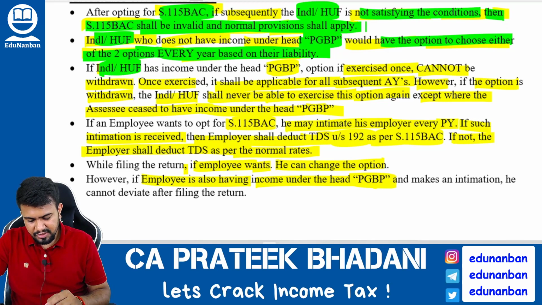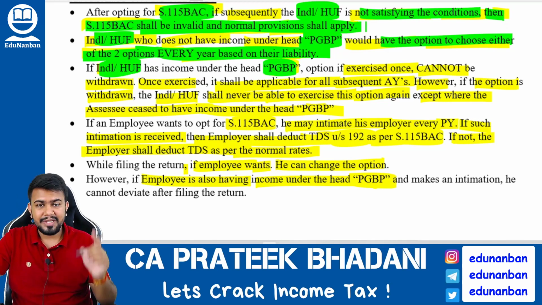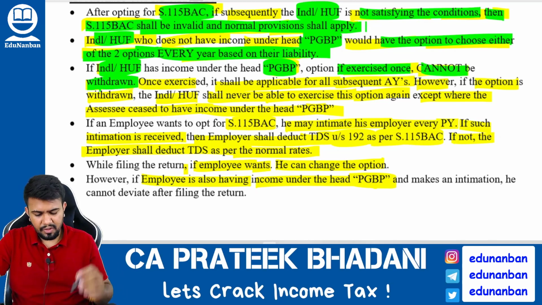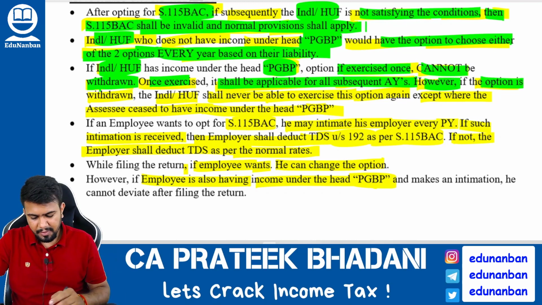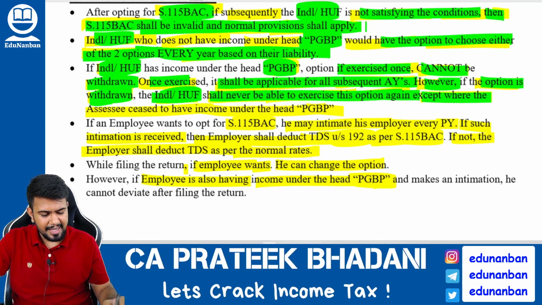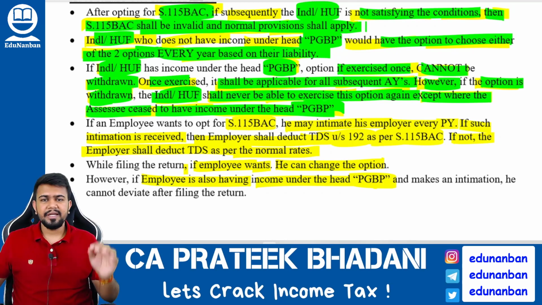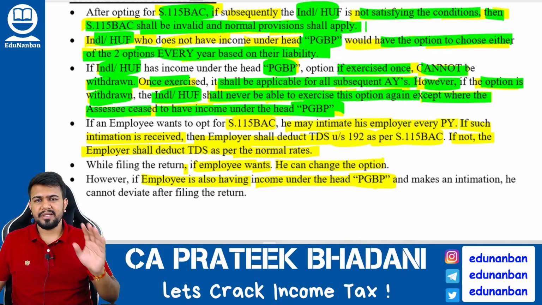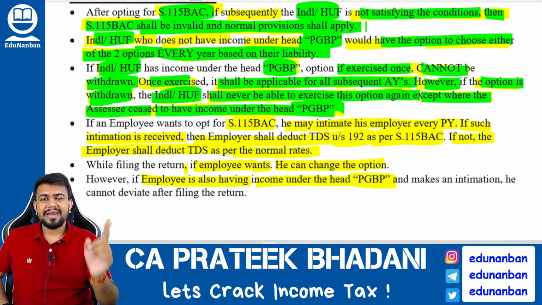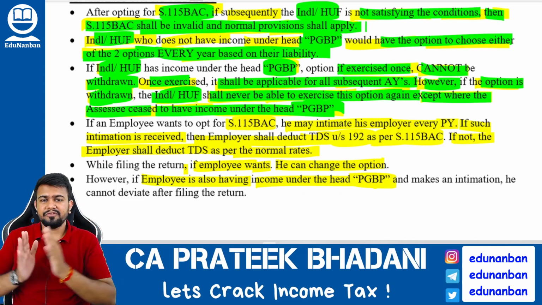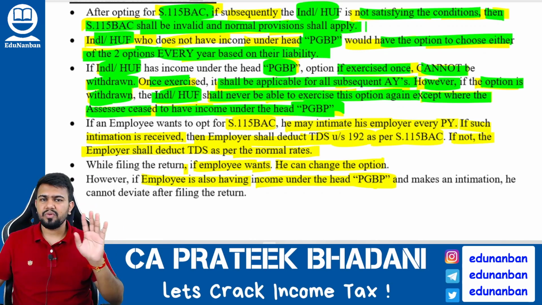However, if an individual or HUF is having an income under head PGBP, then option once exercised cannot be withdrawn. Once exercised, it shall be applicable for all subsequent assessment years. However, if the option is withdrawn, then the individual or HUF shall never be able to exercise this option again, except where assessee ceases to have income under head PGBP. So listen very carefully. If there is an assessee who is having PGBP income, then if such assessee opts for new tax regime, they can never come back to old tax regime.